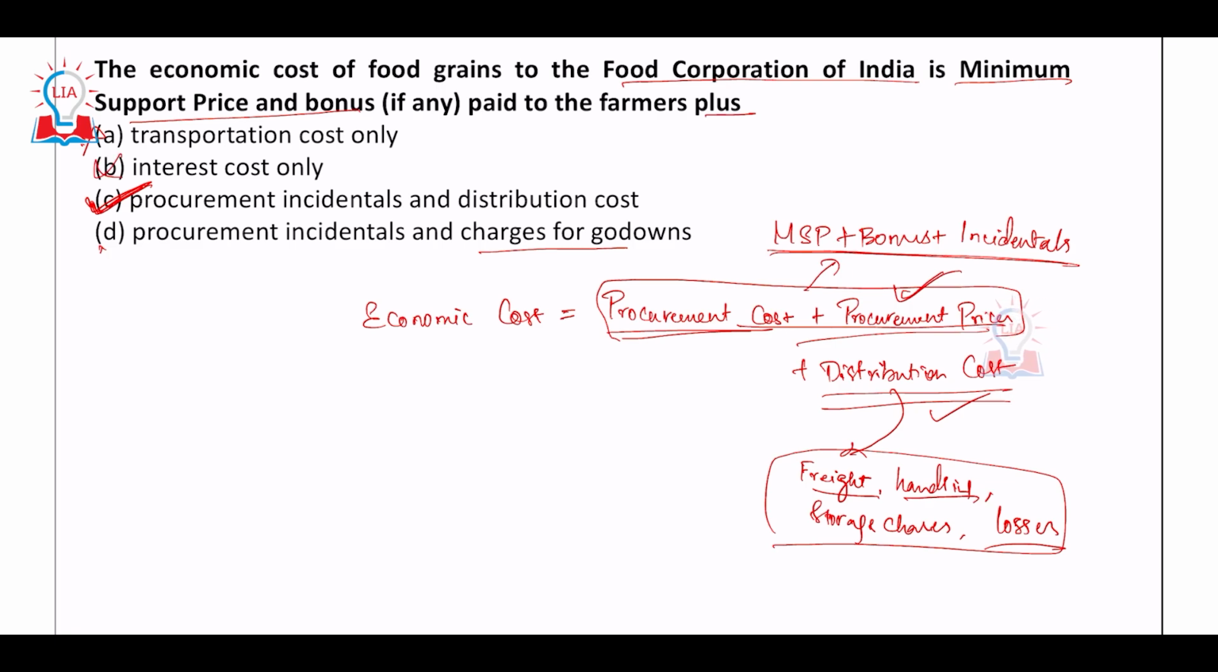So A can be removed quite directly. B also can be removed directly. C and D, you have a confusion. Here you just have to look at what does distribution cost include. It also includes the charges of godowns. What this option D does not include is many things like freight, handling, losses, right? That is not included in option D. So the answer would be C only.